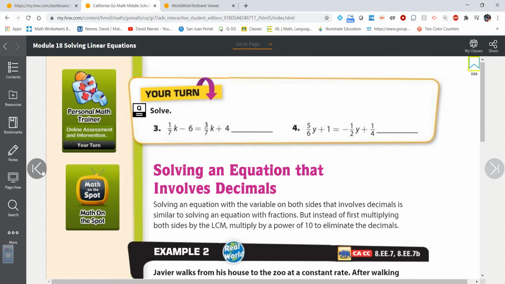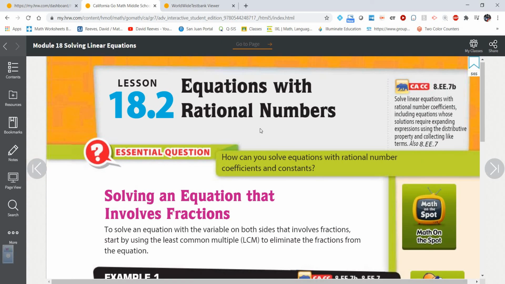All right, so there you go. That is the introduction to this lesson on equations with rational numbers. I'll be making a second video where I just work through some more practice problems for you.